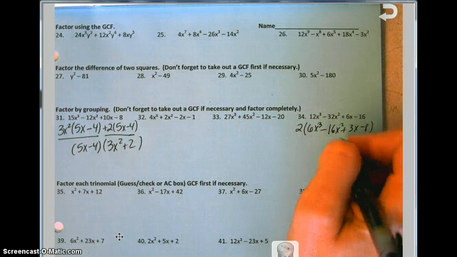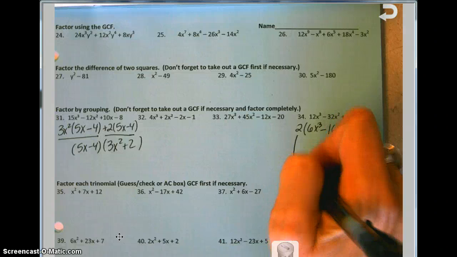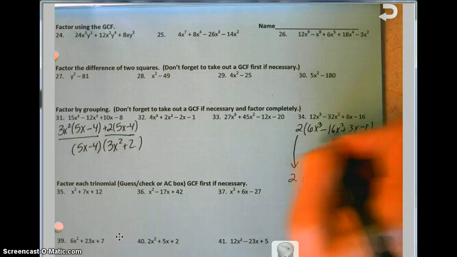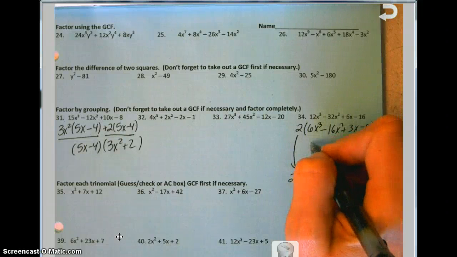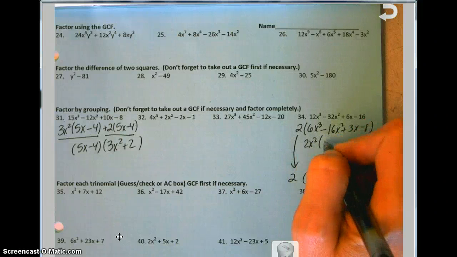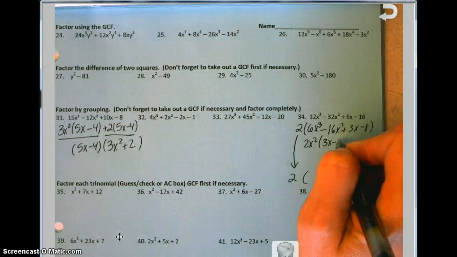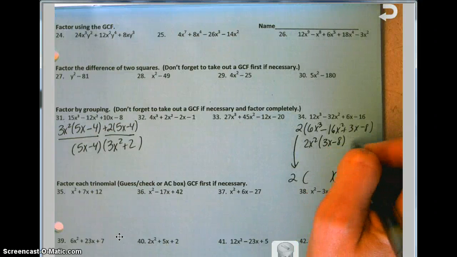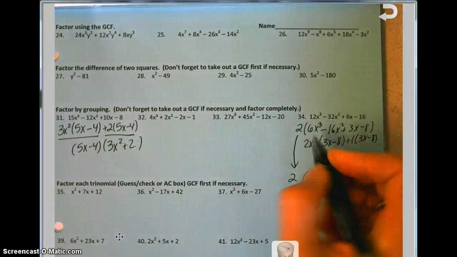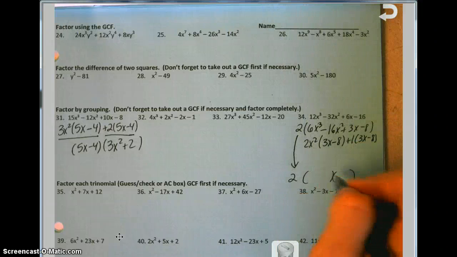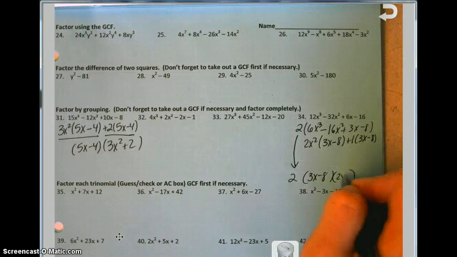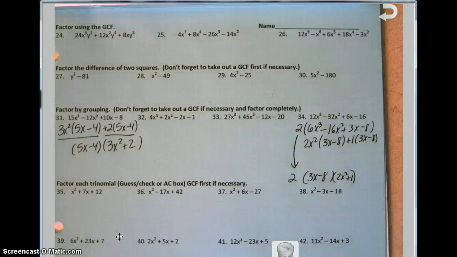Let's go back to this problem over here. The 2 will be on our final answer, and we're going to have two binomials. Is there a greatest common factor of these first two terms? It's going to be 2x squared, and what remains is 3x minus 8. For the last two terms, take out a 1, and you get 3x minus 8. The binomial in common is 3x minus 8, and what remains when you're done is 2x squared plus 1. That's going to be your answer.